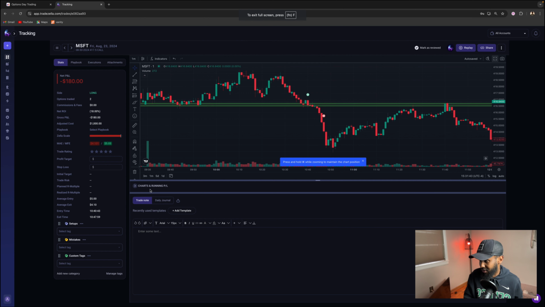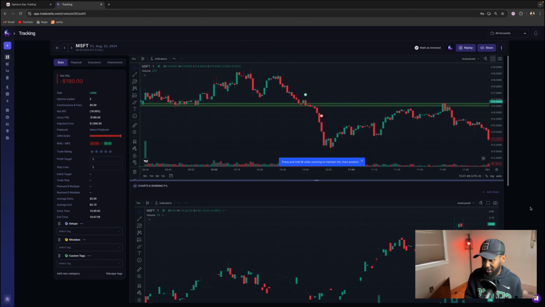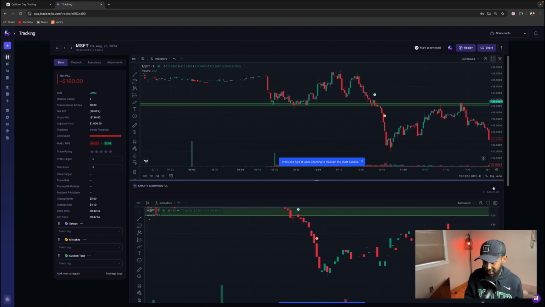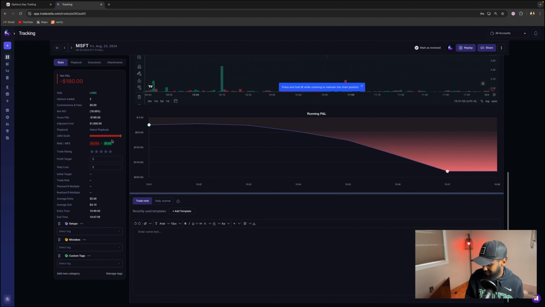Also, if we scroll down, we can see this area that says charts and running P&L. So we can see our contracts a little bit deeper and see how those contracts moved. But what I like to do is go even lower, and we can see here how exactly our P&L went. We can see I was down 24 bucks. I was down $26 right here. If we scroll lower, I was down 46 bucks. And when I finally took my loss, I was down $180 right there.